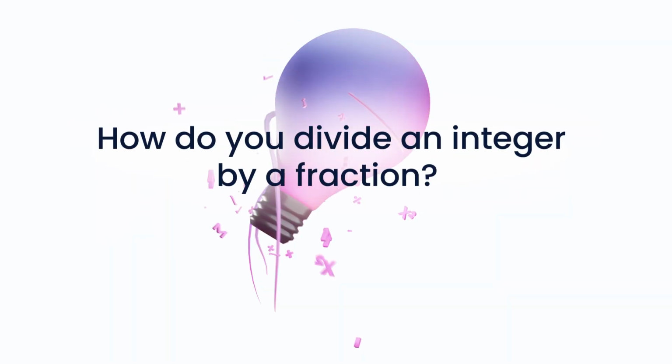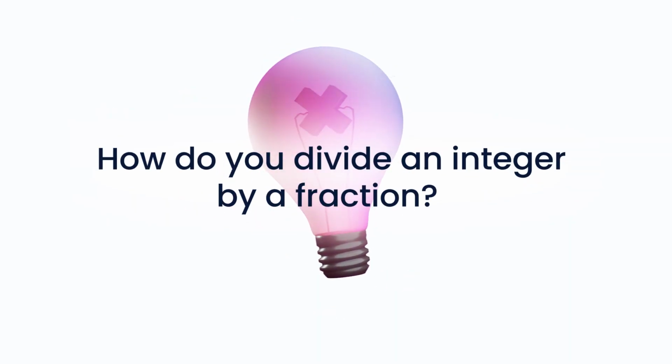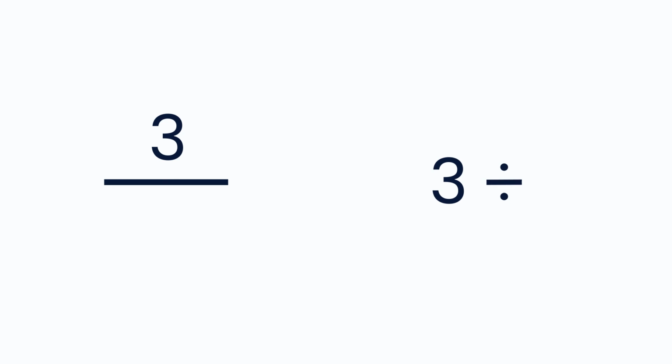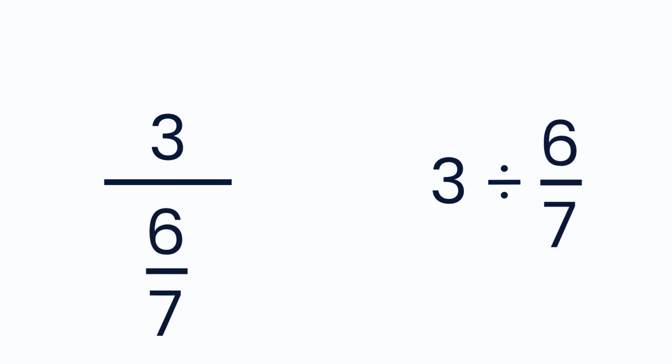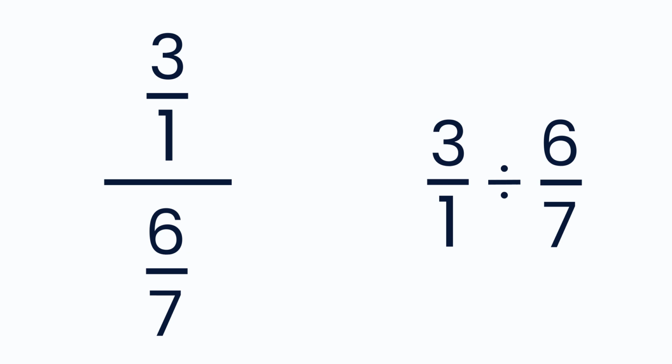How do you divide an integer by a fraction? When you divide an integer by a fraction, you use the same method as when you divided fractions by each other. Remember that you can always write an integer as a fraction by placing a 1 in the denominator. Let's look at an example.